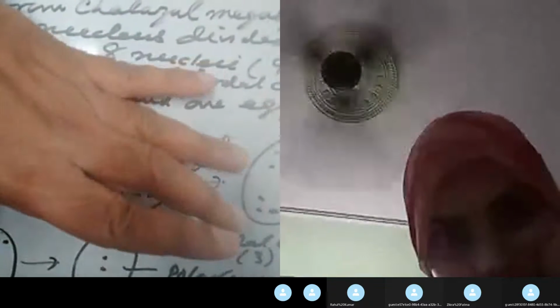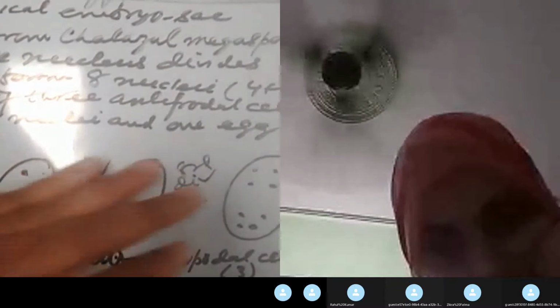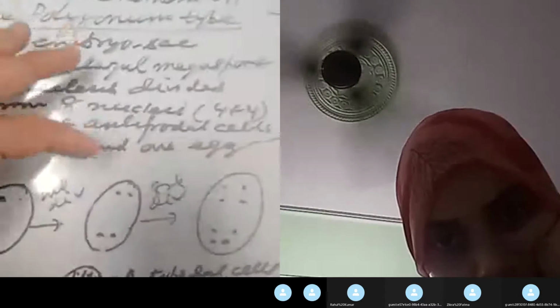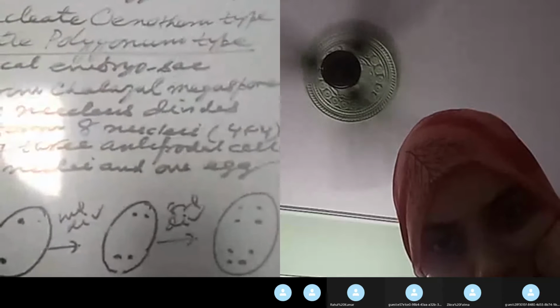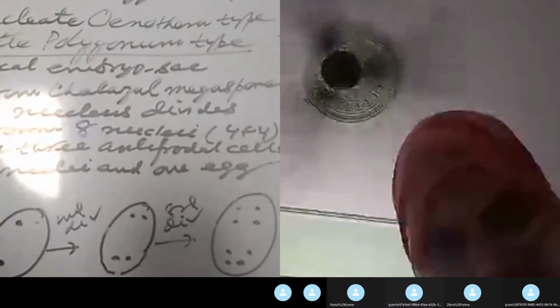If you are asked in your examination to describe different types of embryo sac, you will have to write in this way. You will also have to sketch such diagrams. Without diagrams, you are not going to get the marks in the examination. The diagrams are very important if you are answering the question on types of embryo sac. This is the Polygonum type, which is called the typical embryo sac, and this is one of the two types of monosporic embryo sac.